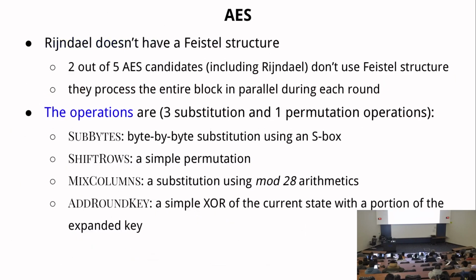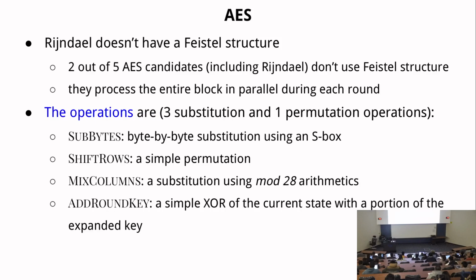So going back to the slides. AES has 4 main operations, but they are just the substitution and the permutation. There are basically 3 substitutions and 1 permutation. There is substitute bytes, a byte-by-byte substitution using a predefined S-box. There is shift rows, which is a simple permutation.